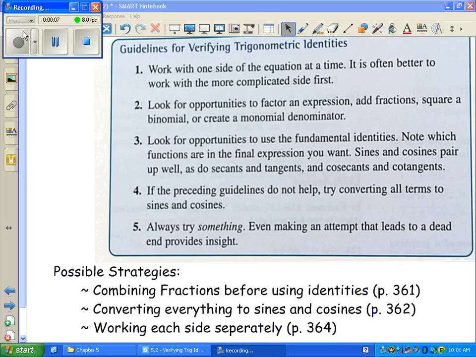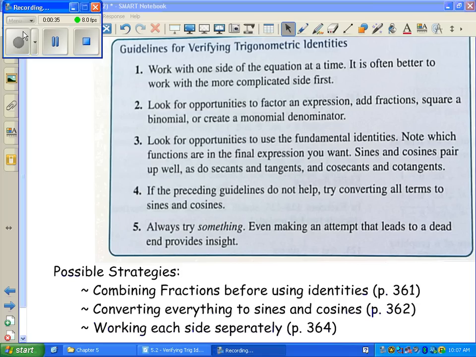The key to verifying identities and solving equations, which is where we're going to move a little bit, is your ability to use the fundamental identities, which we talked about last time, and then you need to remember all of your rules of algebra to rewrite trig expressions. So here you have some guidelines for verifying trig identities. I would go ahead and jot some form of this down in your notes.